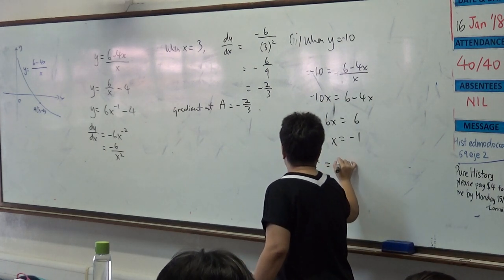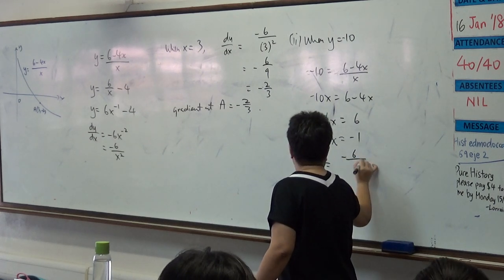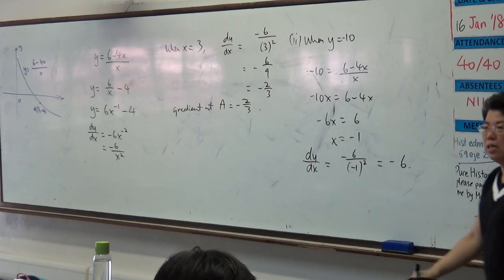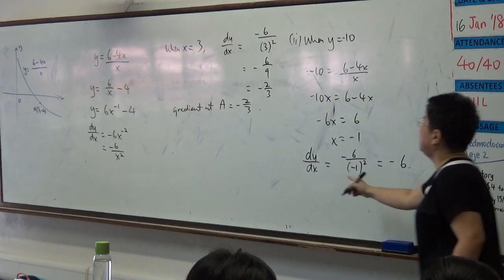So dy dx will be negative 6 over negative 1 squared. So the answer is negative 6. So you'll say the gradient at that point is negative 6.